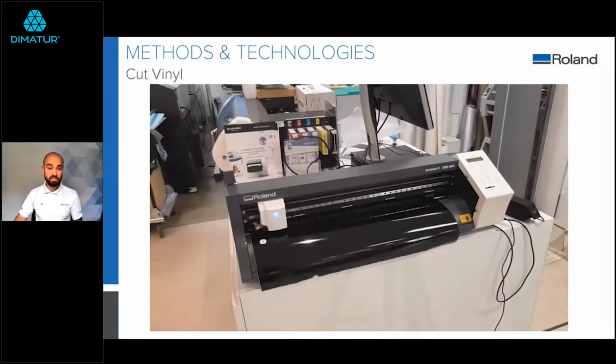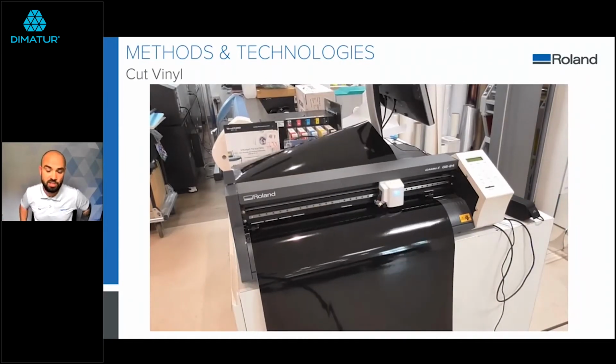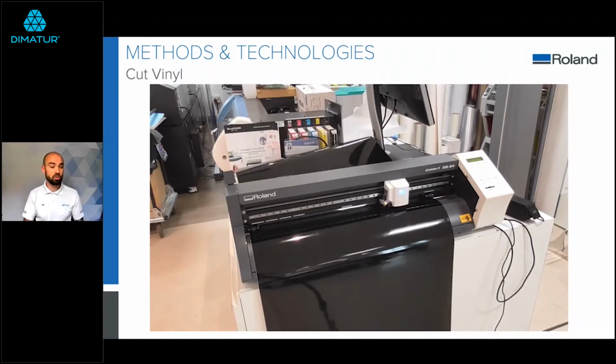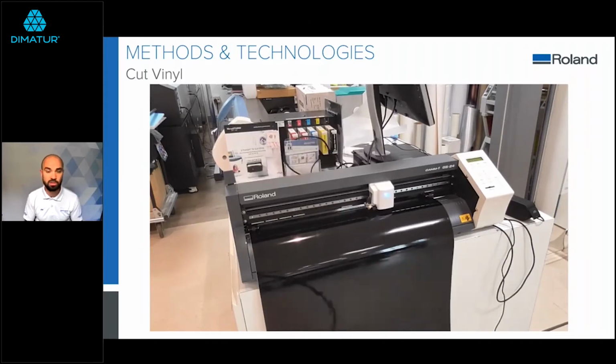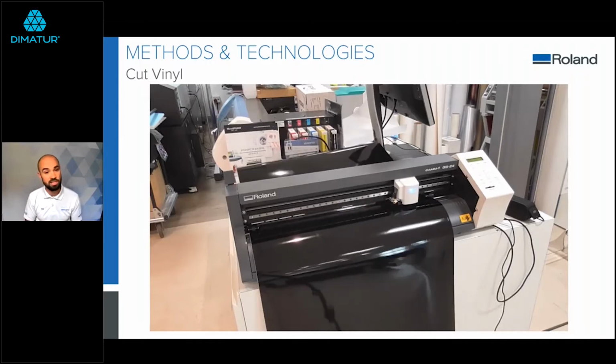So this is a video of the GS24. What I did was create a design which is kind of a half of a mandala for a wall graphic. As you can see, you'll put your vinyl into the machine. As I said, you can go up to 24 inches. You can go smaller as well because you can move the pinch wheels. And the machine will go across and cut out your design.